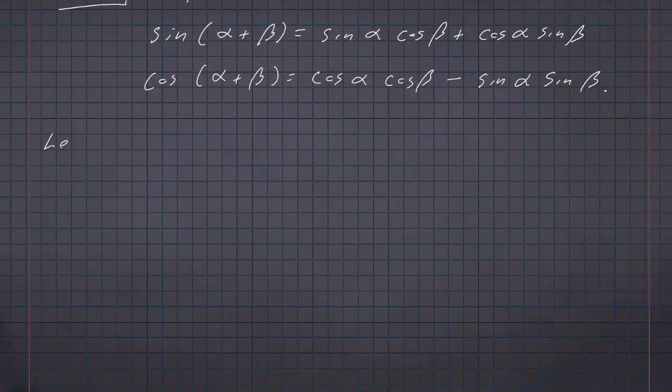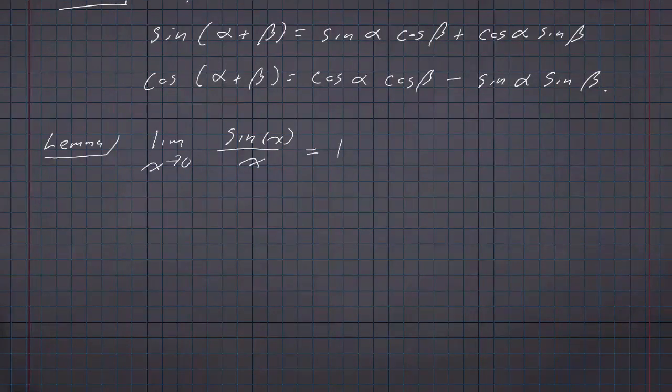The other one I want to remind you of is something that we have seen previously in this course, and that is that the limit as x approaches 0 of sine of x over x is equal to 1, and the limit as x approaches 0 of 1 minus cosine x over x is equal to 0.